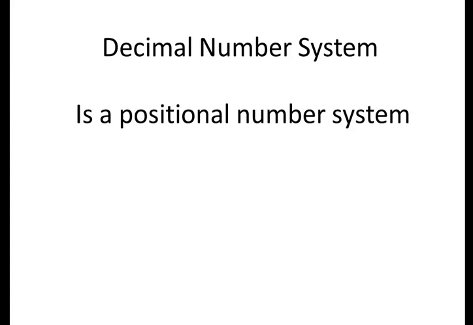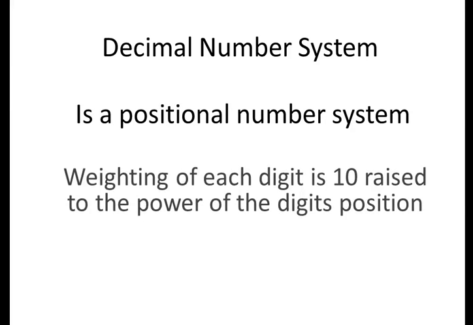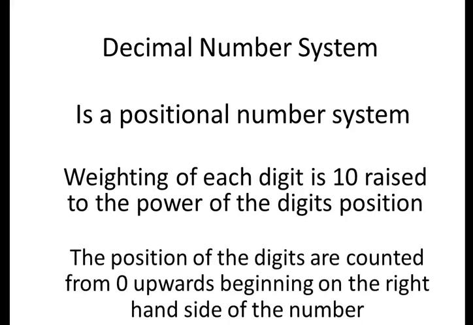The decimal number system is a positional number system, which means that the weighting of each digit is 10 raised to the power of the digit's position. We count digits' position from 0 upwards, beginning on the right hand side of the number. So in the 0th position the weighting is 10 to the power 0. In the first position it's 10 to the power 1, second position 10 to the power 2, 10 to the power 3, and so on.